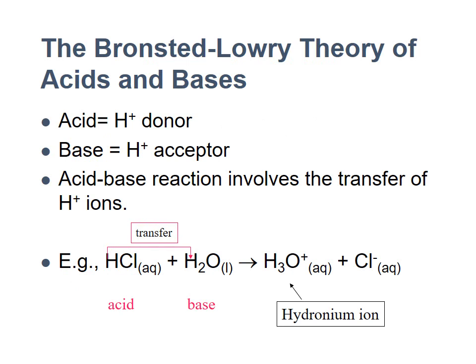And then here we have our summary of the Bronsted-Lowry theory of acids and bases. Acid is an H plus donor, whereas base is an H plus acceptor. So acid and base reactions in this theory involve transfers of H plus ions, or also called protons.